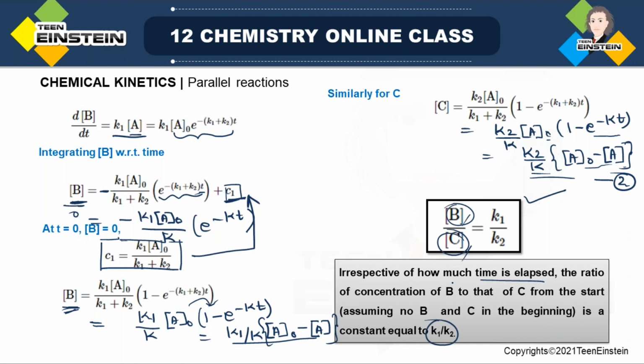Suppose you take this ratio after 10 minutes, then you get the value K1 by K2. Then you do the same calculation after 20 minutes, but still these two values are always the same. That means the ratio of B by C, irrespective of time, will always be the same. So this is actually constant. So remember this relationship for parallel reactions: the concentration of B by C, where B is the product of one path and C is the product of another path, should be equal to the ratio of their rate constants. K1 is the rate constant for the formation of B, K2 is the rate constant for the formation of C.